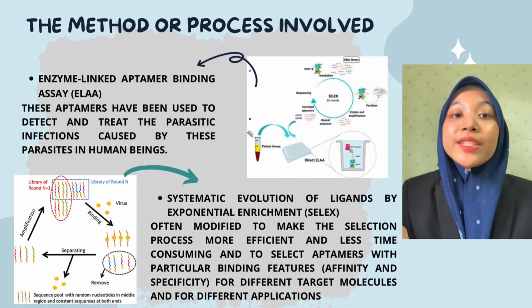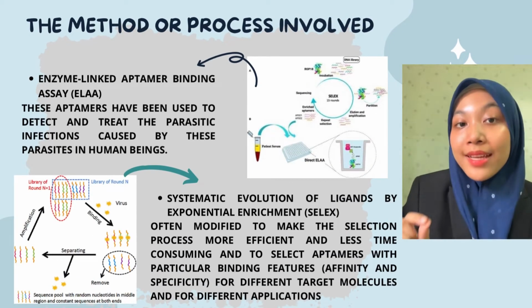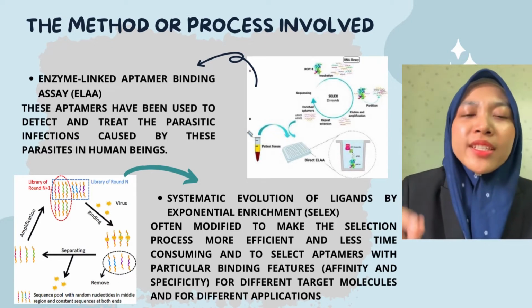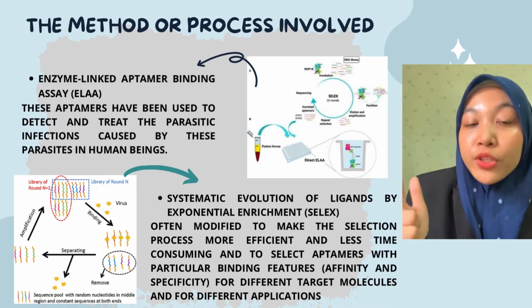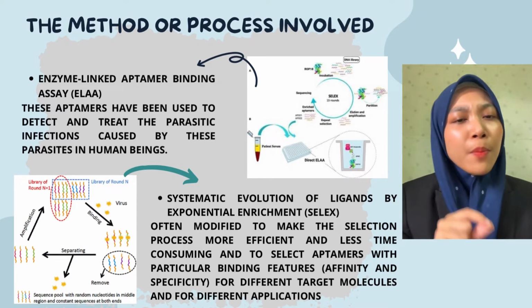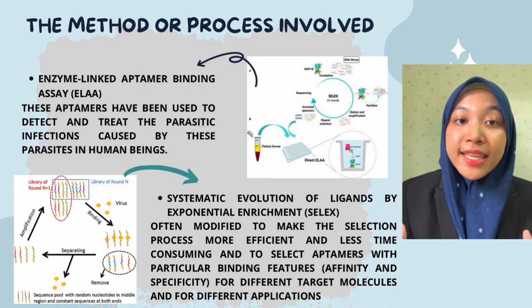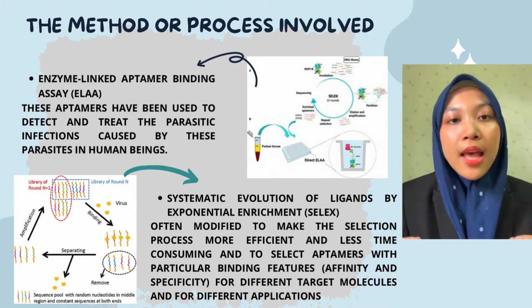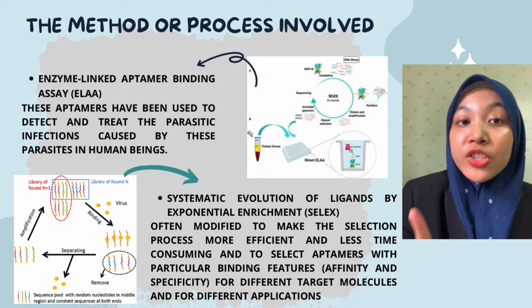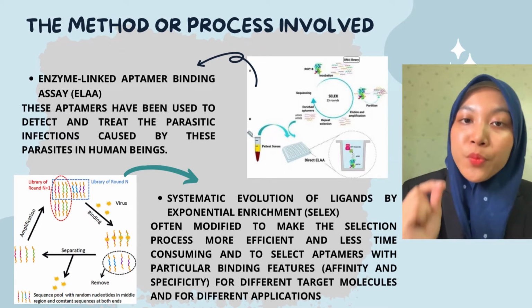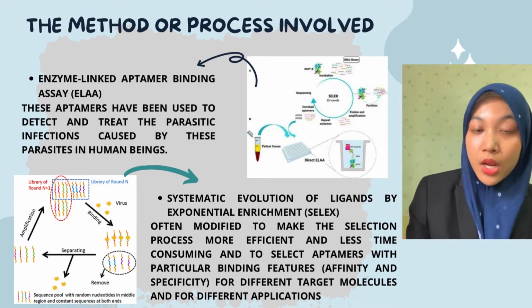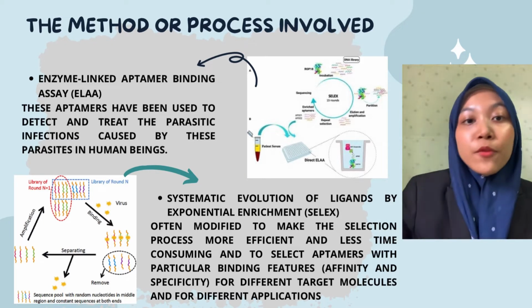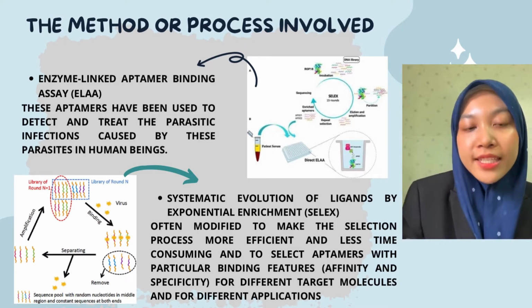Now let's dive into SELEX, systematic evolution of ligands by exponential enrichment. It is often modified to make the selection process more efficient and less time-consuming, and to select aptamers with particular binding features such as affinity and specificity for different target molecules and for different applications. The first step of conventional SELEX is to incubate the sequence pool with the target, such as protein or nucleic acid. The random region contains the sequences that will be tested for high specificity and affinity to the target.